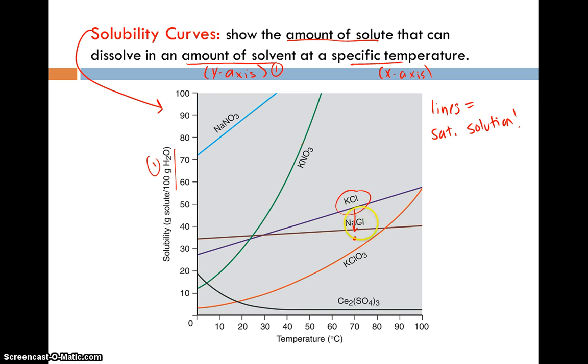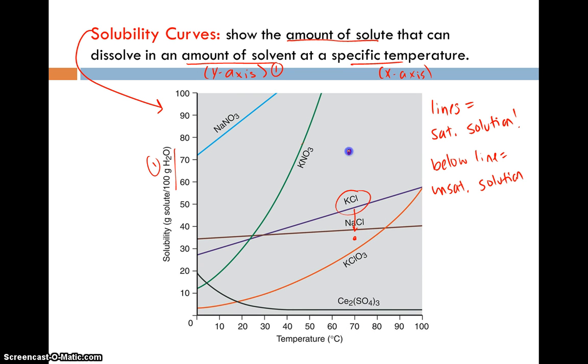So if you're given a data point that is below the line, it means that you have an unsaturated solution because you have room to add more solid to hit the line. So if you have less of your substance than the line tells you you can have, it would be an unsaturated solution. Now let's say I have that same 100 grams of water at 70 degrees Celsius, but I put in 70 grams of KCl.